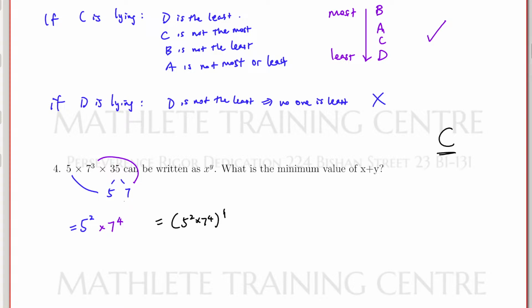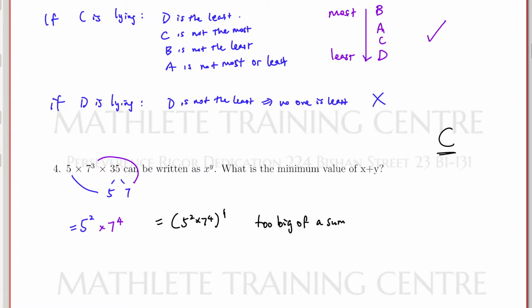Right? So here my x will be this 5 squared times 7 to the power of 4. But in this case, your x and y, are they going to be big or are they going to be small? X is going to be very big, right? X is going to be 5 squared times 7 power 4. That's a very big number. So this is going to be too big of a sum. I don't really want this case to happen.